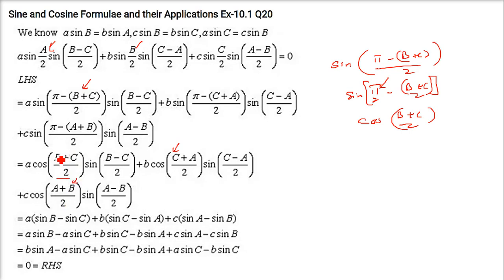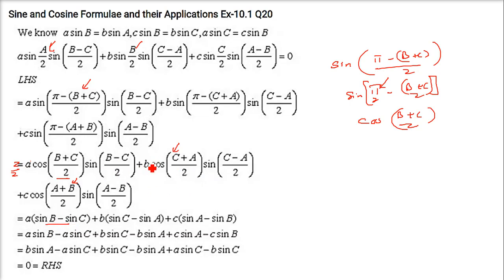Okay. Now if you see here, this is cos b plus c by 2 and sine b minus c by 2. This is the formula, and you can just put a 2 here, multiply by 2, divide by 2. So you get 2 cos b plus c by 2 sine b minus c by 2, and this is equivalent to sine b minus c.